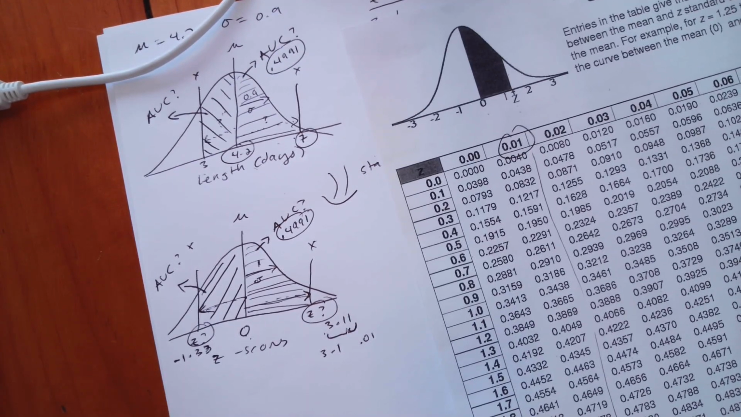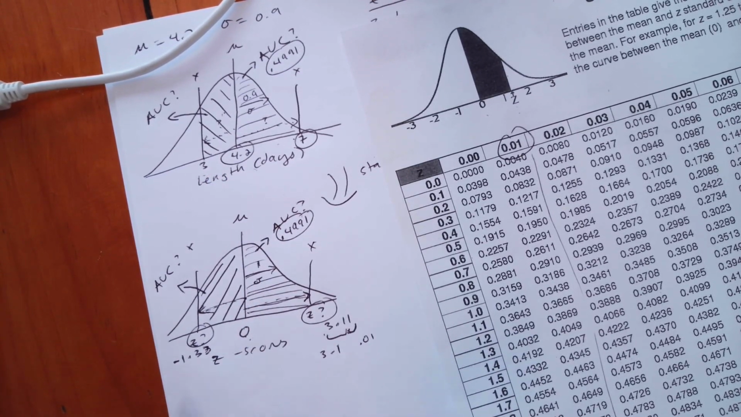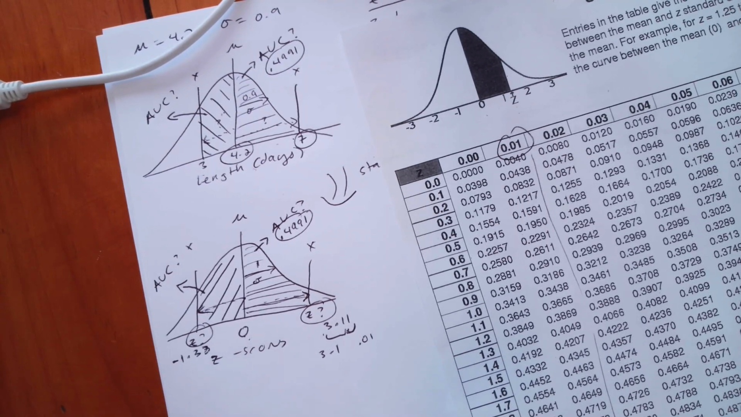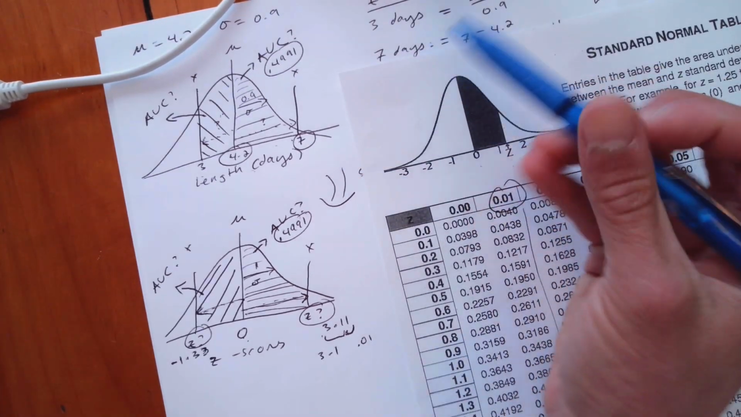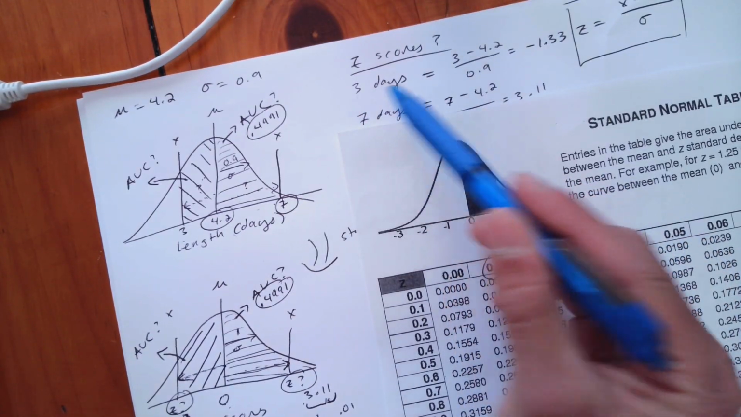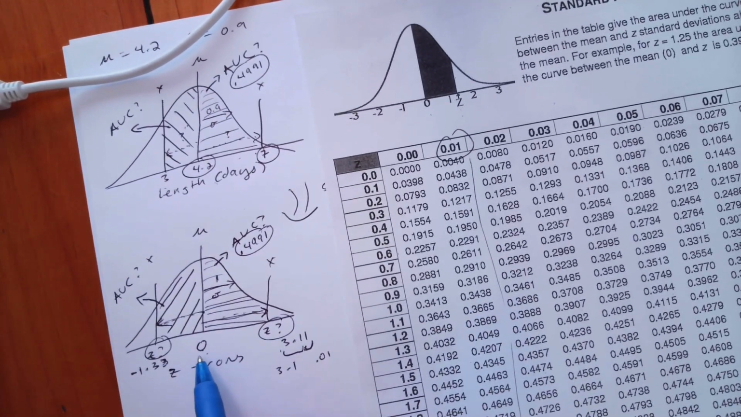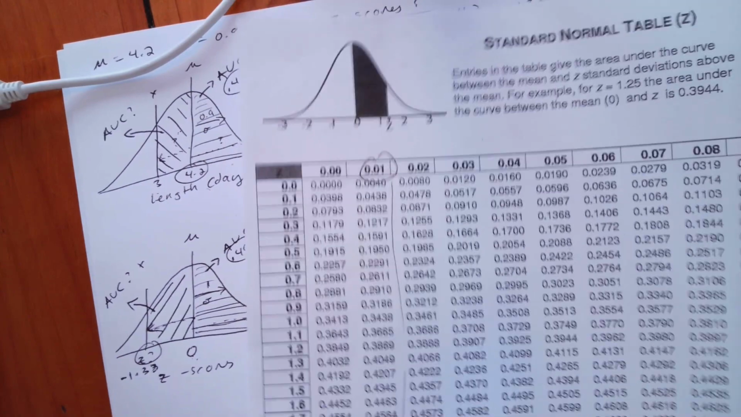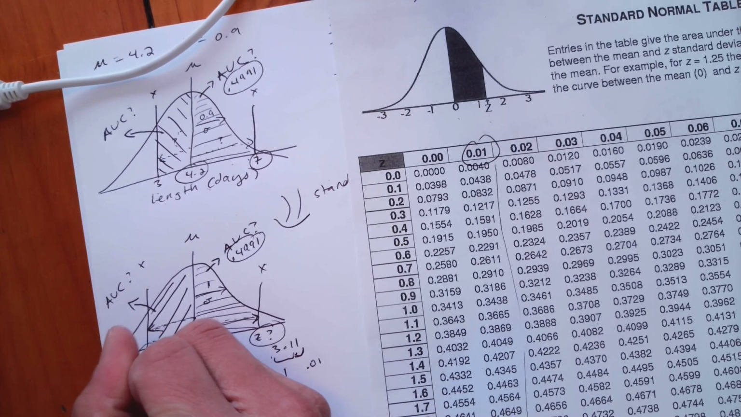So I'm going to come back to my normal table. I'm interested in finding the area under the curve between 3 and 4.2 days. Since this area under the curve is going to be exactly equal to this area under the curve, I can use my standard normal distribution table to look up the answer. So I've got a z-score of negative 1.33 corresponding to my value of 3 days. And so I'm going to look up the area under the curve between 0 and negative 1.33 on the table. There are no negative numbers on my z-table, so what I'm going to do is just ignore that negative sign and look up the area under the curve for 1.33.